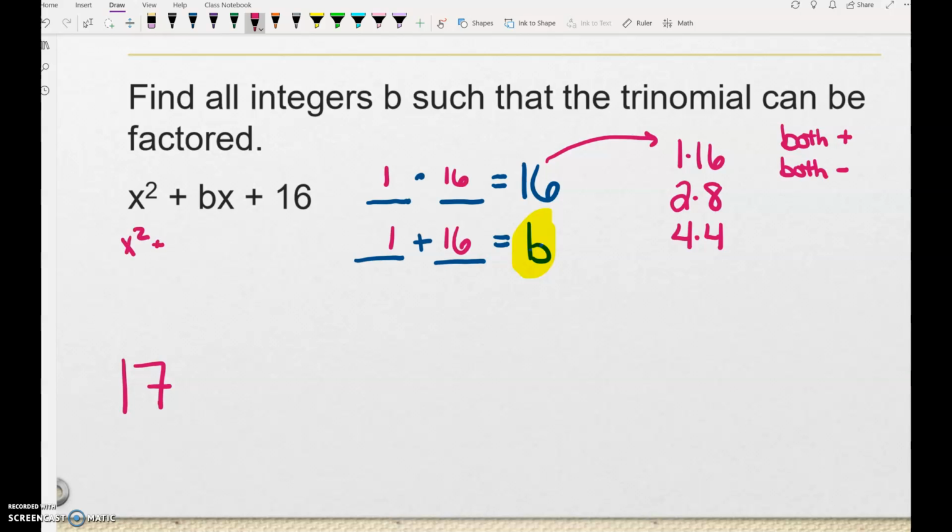If I gave you x squared plus 17x plus 16, you could factor that trinomial. But it's not the only answer. What if we were using negative 1 and negative 16? What would b then be? Negative 17. So if we had x squared minus 17x plus 16, you could also factor this trinomial. So for each of these pairs of numbers, you have to use both positive and then both negative to get all of the possible things that the letter b could be.